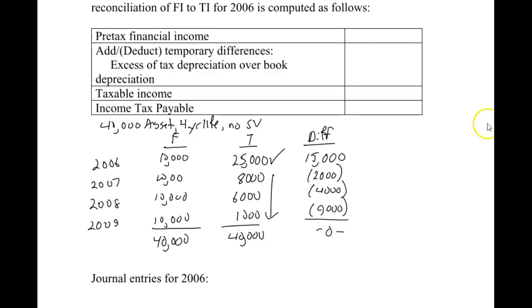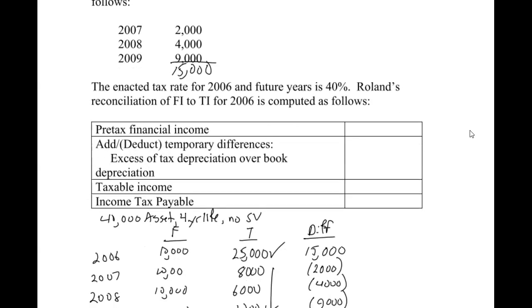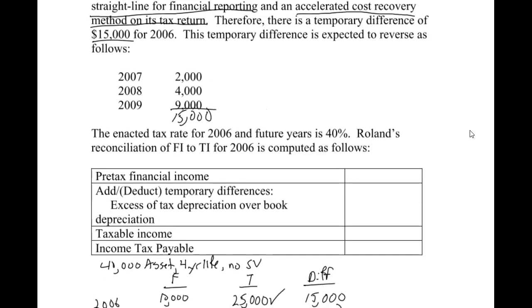All right, so let's get back to the problem. All right, so we've got the enacted tax rate is 40%. We keep that for all the years. All right, so one of the most important steps that you can do is this reconciliation. So I'm not sure how your teacher approaches this, but I put a lot of emphasis on this because if you can do this reconciliation, the numbers for the journal entry should pretty much flow from this. All right, so remember, a reconciliation, this isn't a financial statement or anything like that.